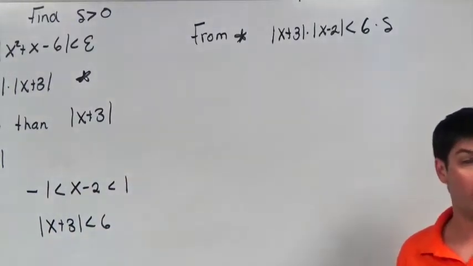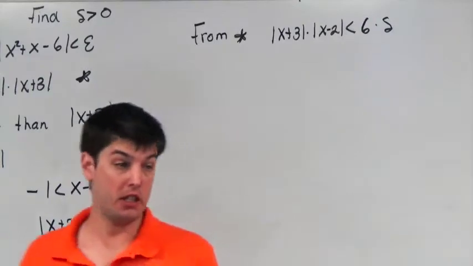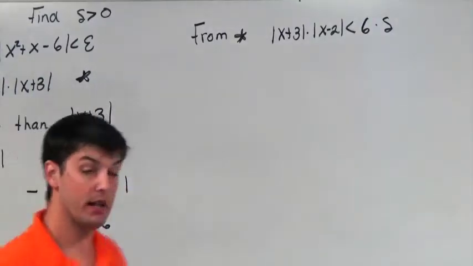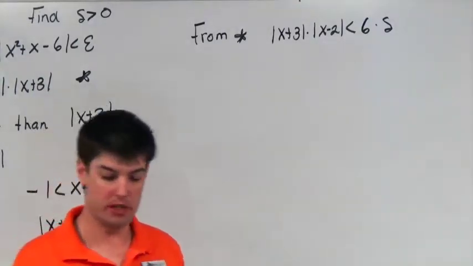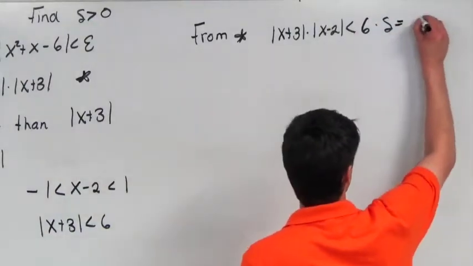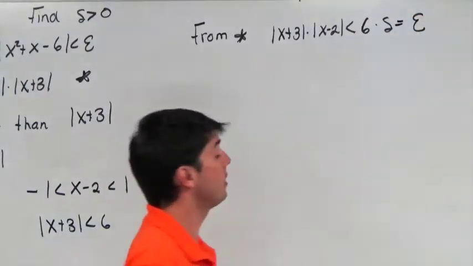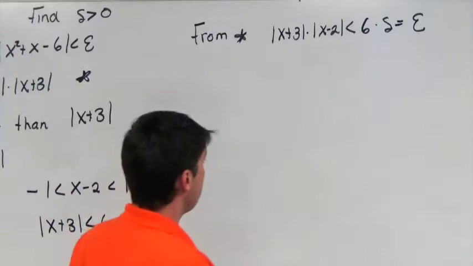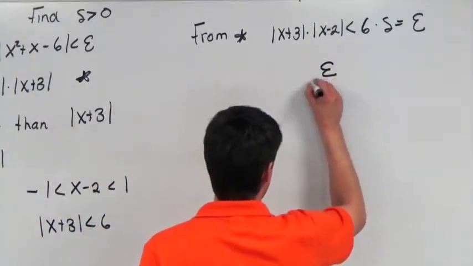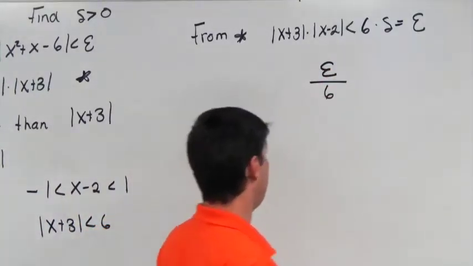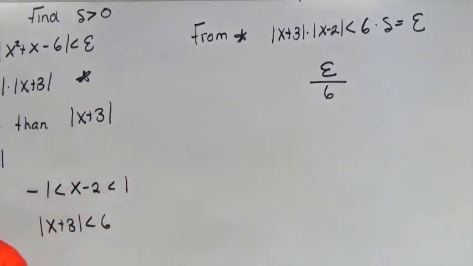So now we have our f of x minus L less than 6 deltas. We want it to be less than epsilon, so we simply set our 6 deltas equal to epsilon and solve, and we end up with epsilon over 6. But this is not the entire answer.